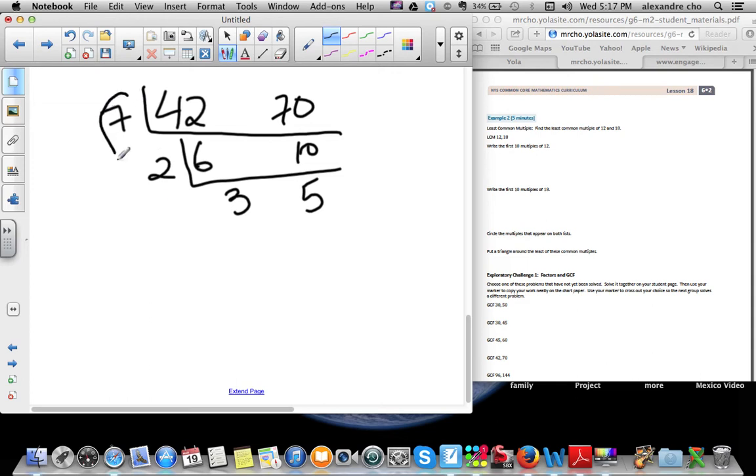So, GCF, and I forgot, the GCF is these two numbers multiplied. Okay? And 7 times 2 is 14.